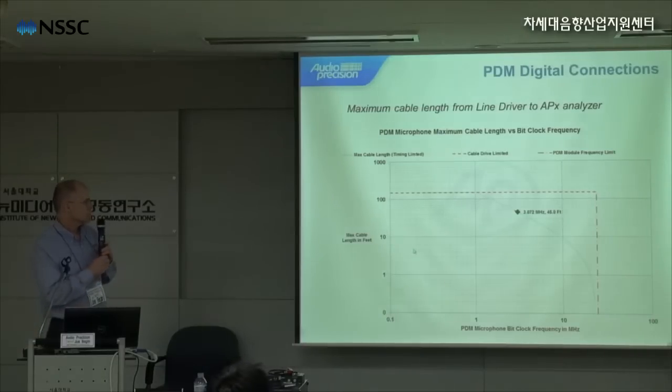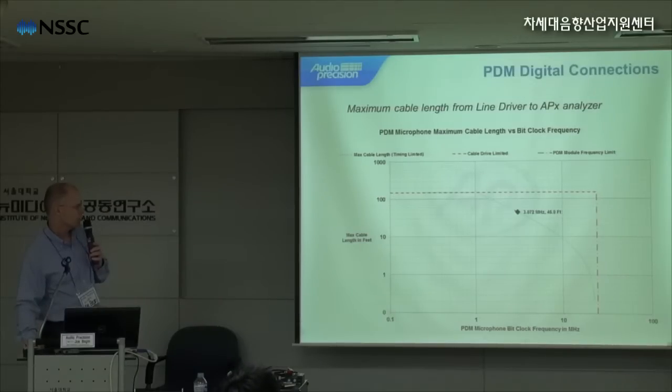This graph shows the cable capacity for PDM digital connections when using this line driver. So this curve up here is the cable drive limited. We're showing the cable length in feet. Apologize for the use of feet, but this 100 feet would be about 30 meters. So this is just about maybe 40 meters or so.